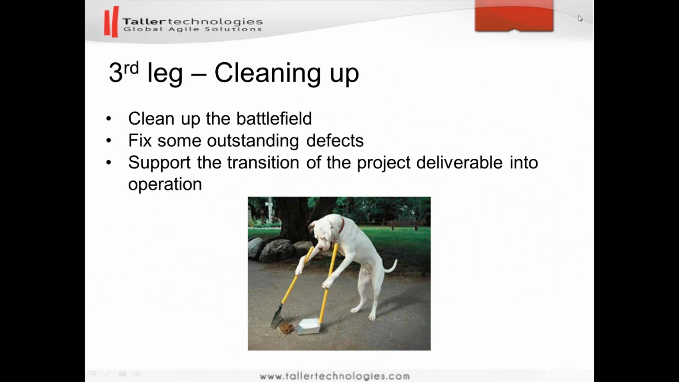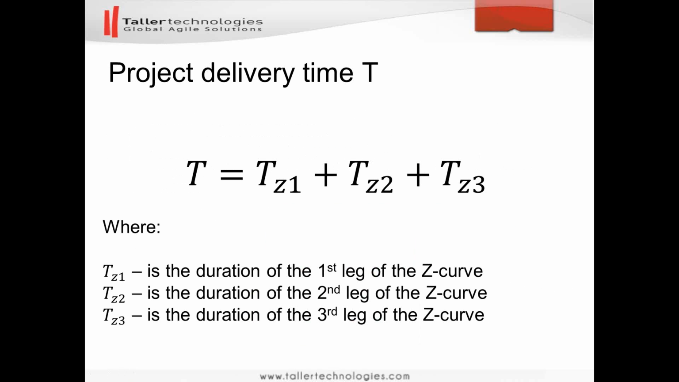Let me just move it here. The project delivery time, if you're taking the Z-curve as a basis, can be represented as the sum of the duration of each one of the three legs of the Z-curve, like that's common sense, right? Or in other words, it equals the duration of the first leg plus the duration of the second leg plus the duration of the third leg of the Z-curve. And we'll be using this simple logic in order to project the delivery time. So the metric that we'll be using is the tag time.